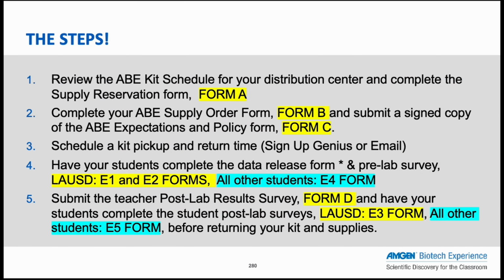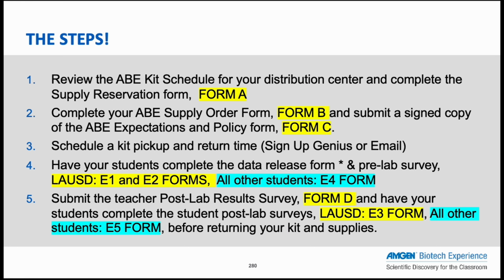Step 1. Review the ABE kit schedule for your distribution center and complete the supply reservation form, Form A. Step 2. Complete your ABE supply order form, Form B, and submit a signed copy of the ABE expectations and policy form, Form C. Form C will be available through Form B, so Form B is really a 2-in-1 form. Make sure that you fully read the ABE expectations and policy form so nothing comes as a surprise.